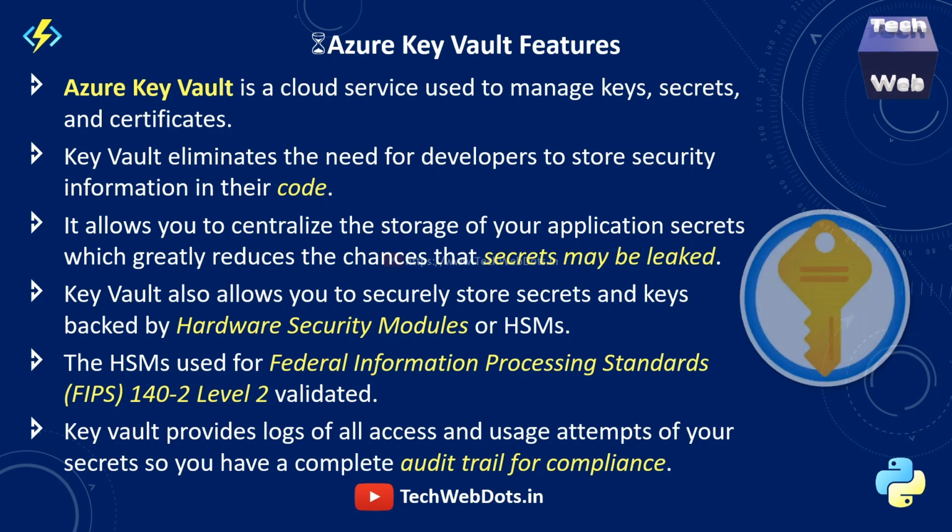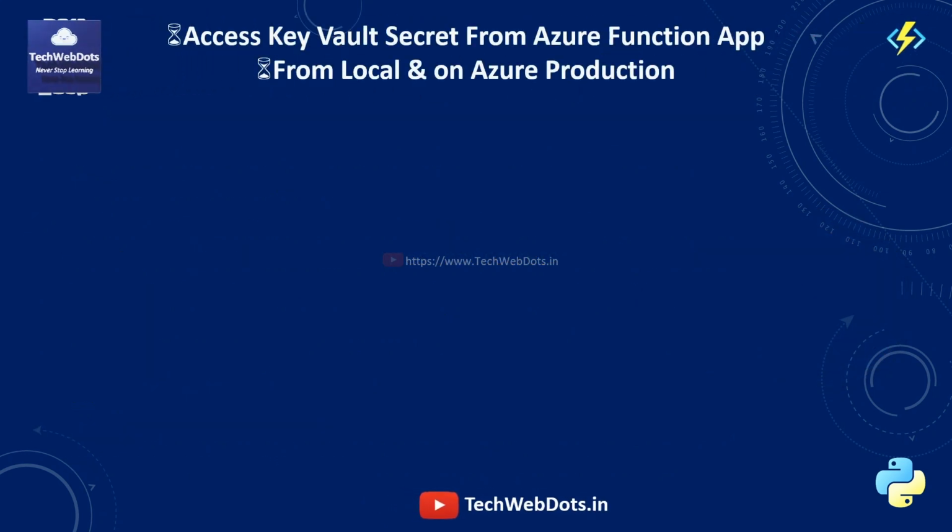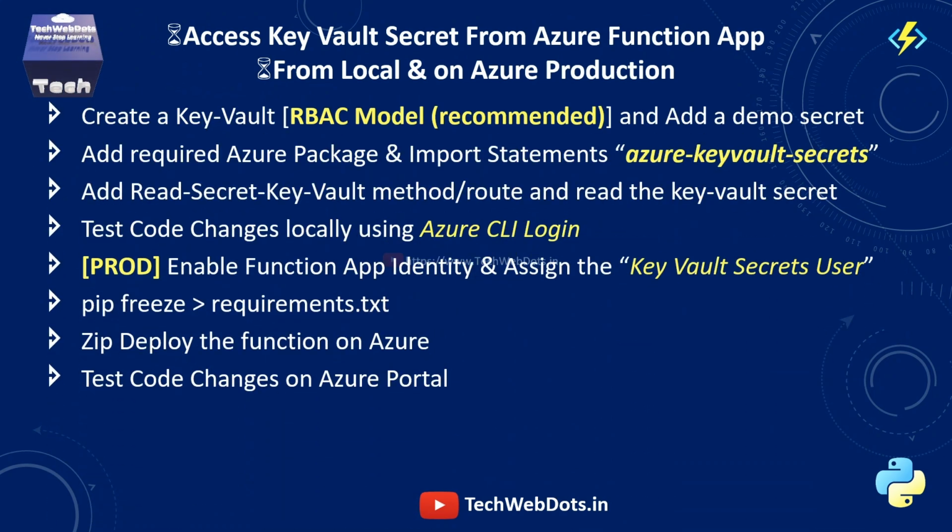Let me show you the key steps I am going to take in this session. The only focus will be on Key Vault. What actions will we take? We will first create a Key Vault using the RBAC model, which is recommended by Microsoft. Don't worry, I will explain during the creation, and add a demo secret there. Then we will add the required package in our VS Code where we have our Python FastAPI, use some import statements and install the pip package. Then we add a method or route and read the key values from the secret.